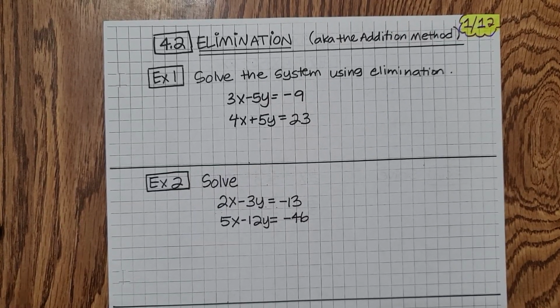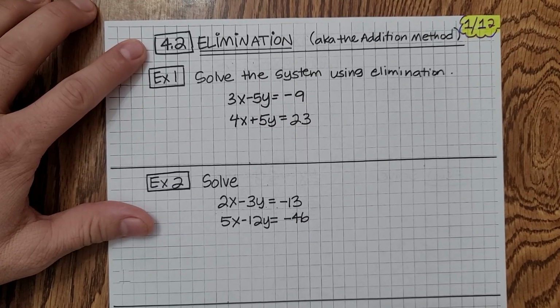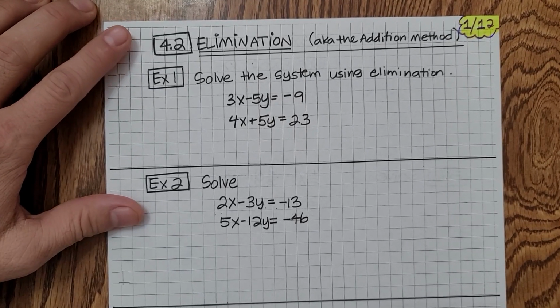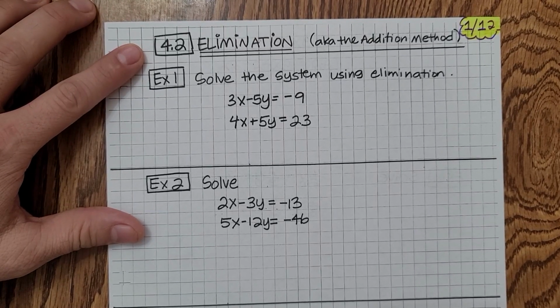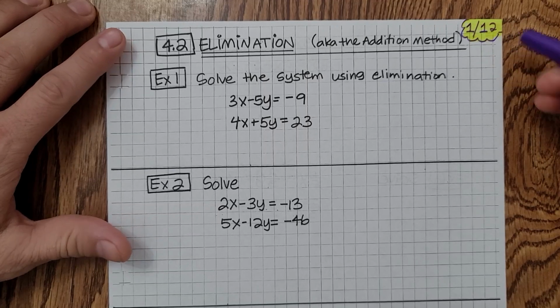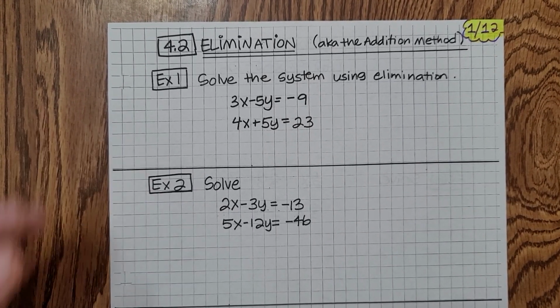Welcome back. We're going to continue solving systems of linear equations. Today's lesson 4.2 covers the elimination method, also known as the addition method. The book calls it the addition method. As you see, we are either going to add or subtract certain parts to certain systems to eliminate one of the variables.